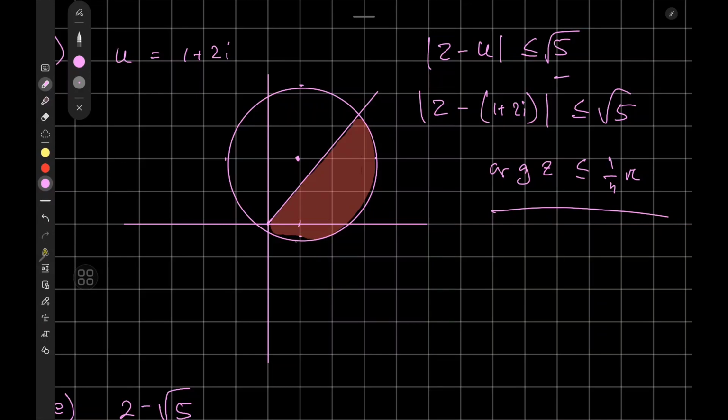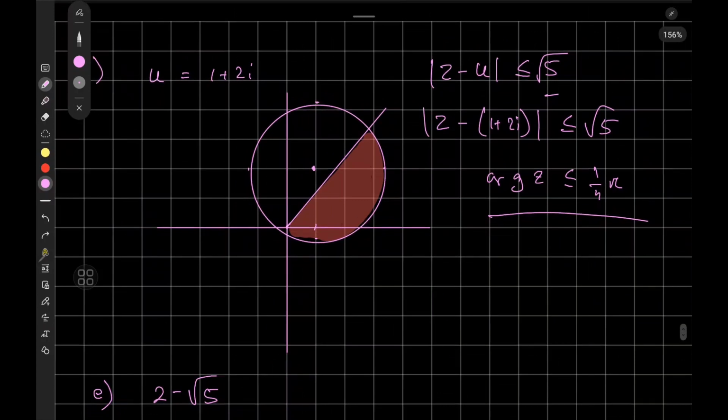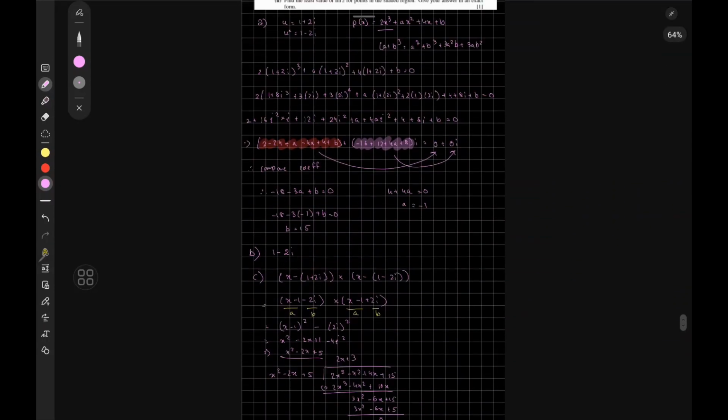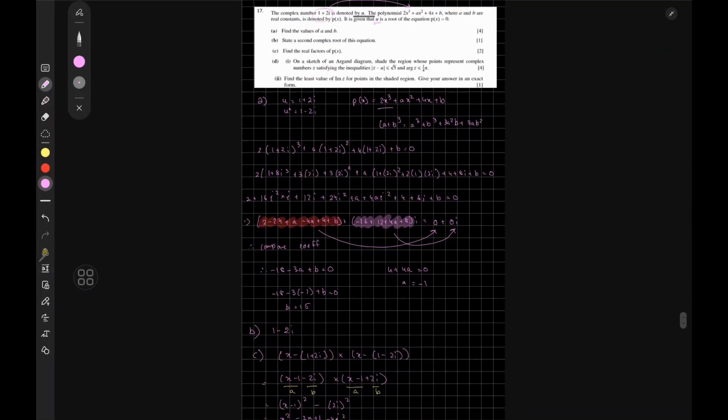Because you see, if let's say z is over here, is the argument less than pi by 4? Yes, it is. How? Because this is negative. Under the x-axis, the arguments are negative, so they are indeed less than pi by 4. So you shade this entire area. Great. So that is how you get 1 d1.